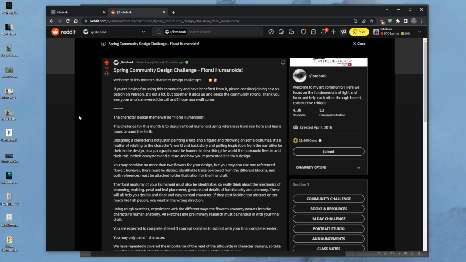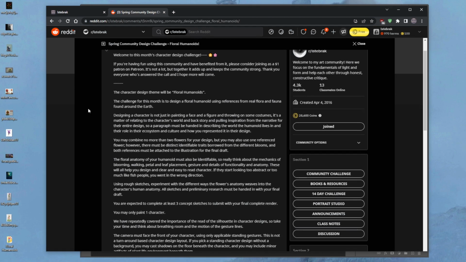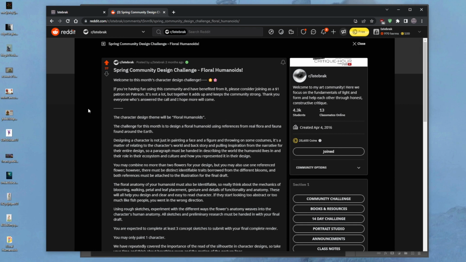And to give you a quick rundown, what you're supposed to do is pick a flower or two, max two, of your choice and design a humanoid around it. And there are some restrictions.